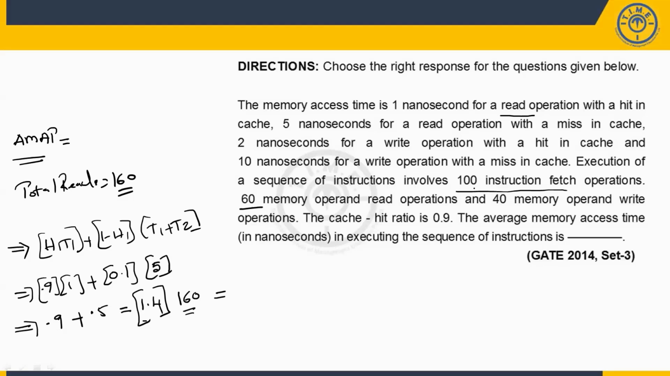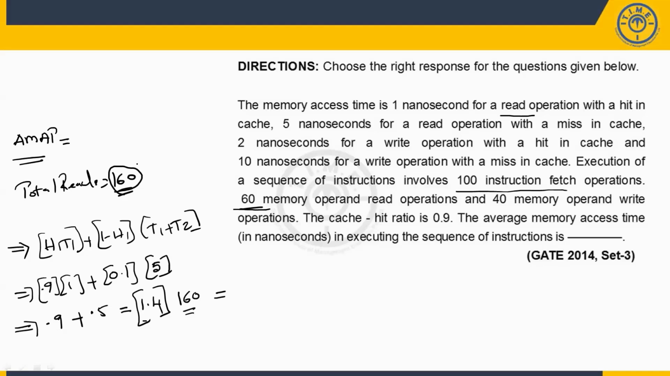Ravi, understand. Instruction fetch will get classified into which operation, sir? Total reads is equal to 160. This is the catch in the question. Although it is given as 60 memory operand read operations, the total number of read operations will be 160. Why? Because instruction fetch will also be a read operation, right?